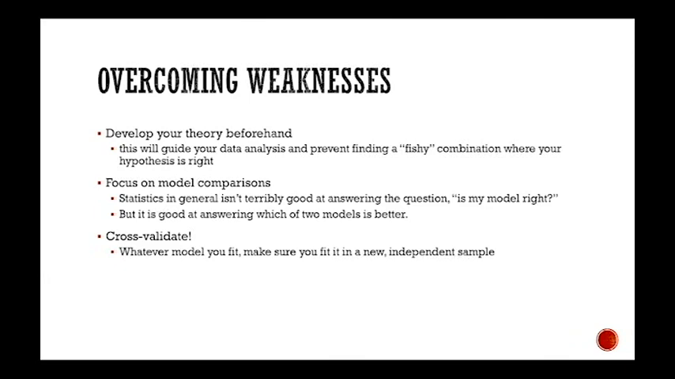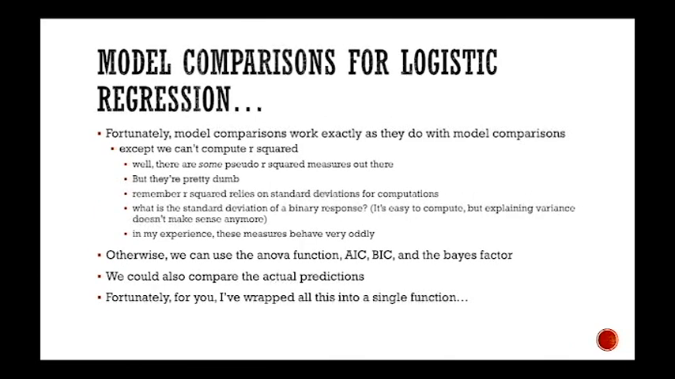So yeah. Model comparisons for logistic regression. Fortunately, model comparisons are the same in logistic regression as they were in multiple regression and mixed models. But there are some things that we can't compute. We can't compute R-squared, for example. There are some pseudo R-squared measures out there. SPSS reports them by default. They're pretty dumb though. Because remember that R-squared relies on standard deviations for computations. And when you're talking about a binary variable, you can compute the standard deviation of a binary variable, that's no problem, but then when you try to map that onto change in explained variance, it just doesn't really make sense anymore.